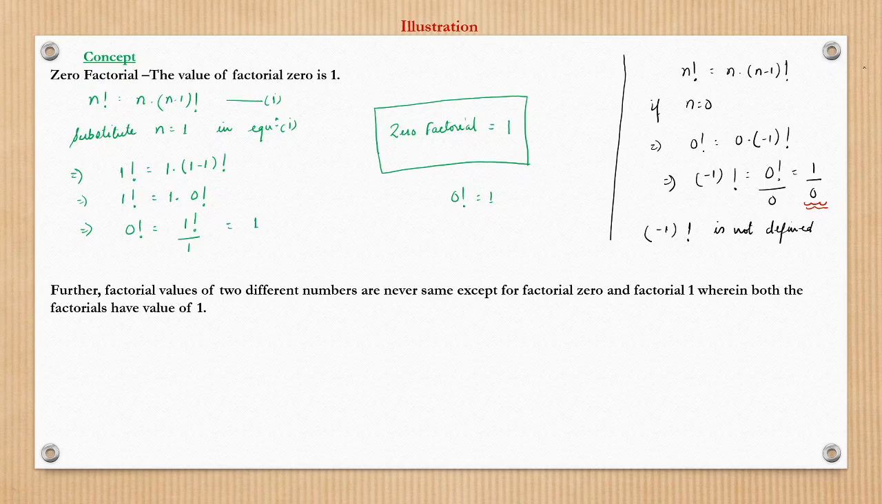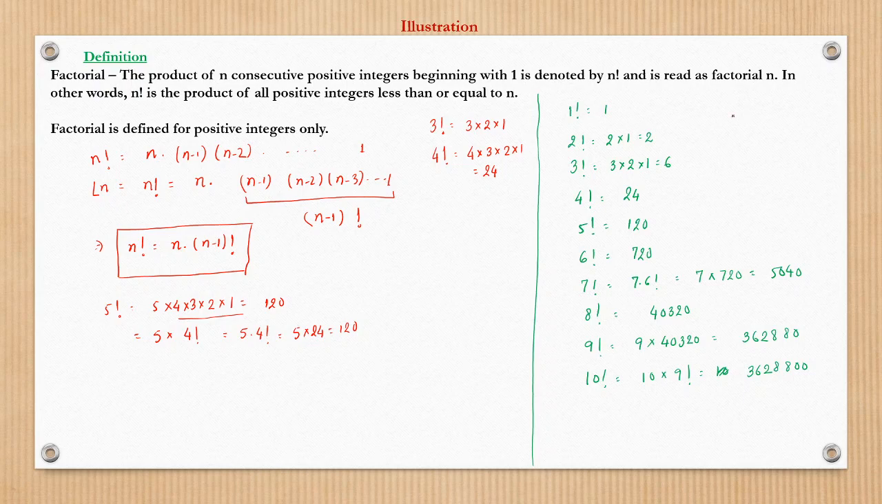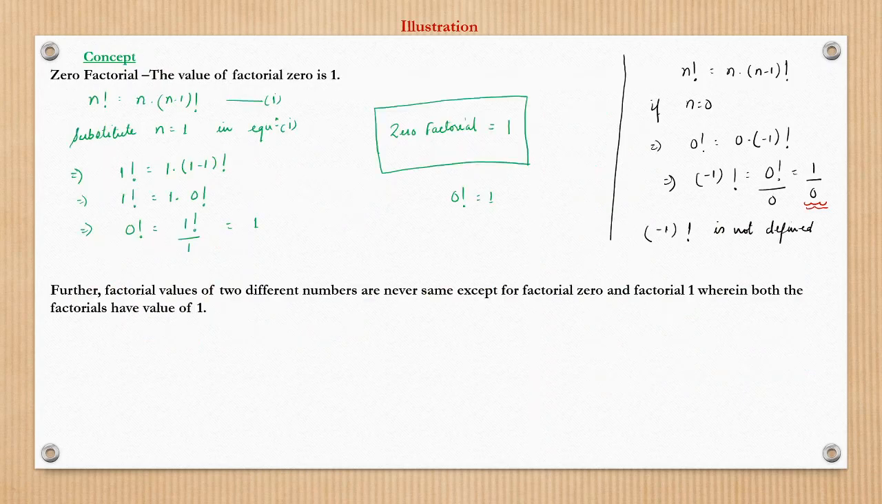Now, what we have seen, factorial of different numbers would always be different. See here, we had calculated factorials of different numbers 1, 2, 3, 4, so on till 8. All the numbers would be different. Why? Because every subsequent factorial would be one additional multiplication to the previous factorial. Hence, the factorial of every number would be different except for 0 and 1.